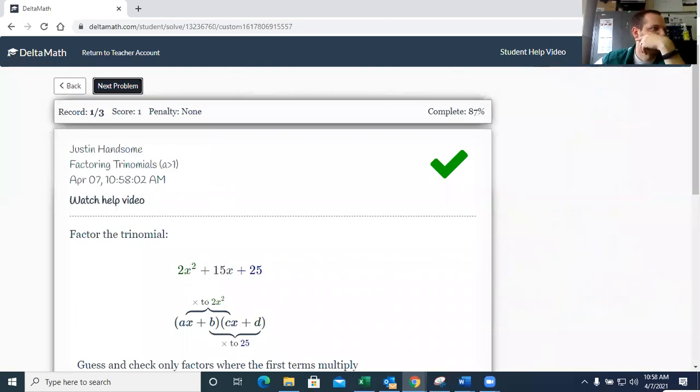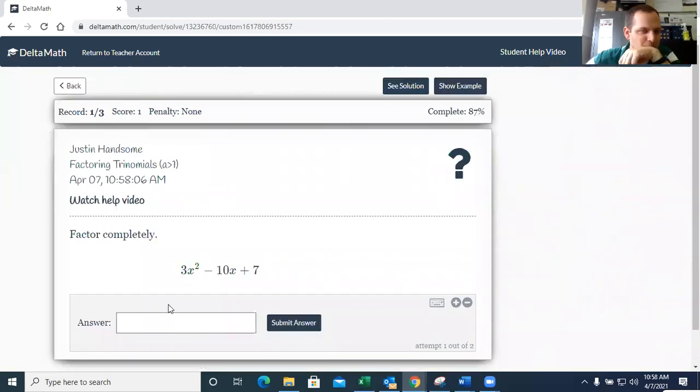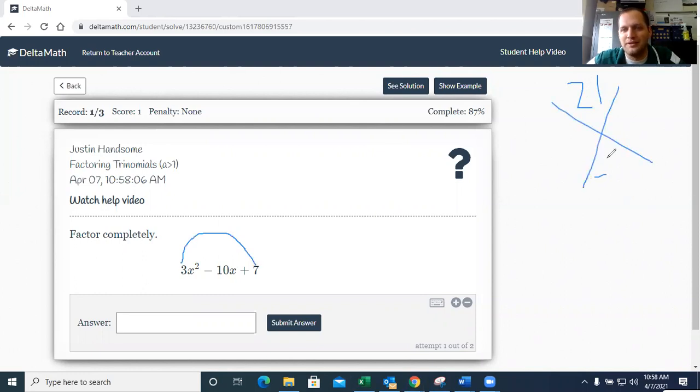All right, let's try one that's a little bit trickier. Ooh, we got a negative this time. What two numbers multiply to be 21, because 3 times 7 is 21, but add to be -10? Think about it for a sec. We're gonna have a 3x squared. We're gonna have a 7. We're gonna have a -7 and a -3, because -3 times -7 is +21. But when you add them together, you get -10.